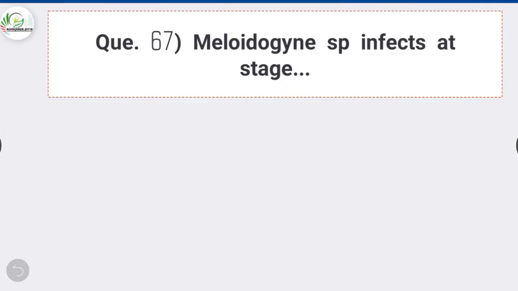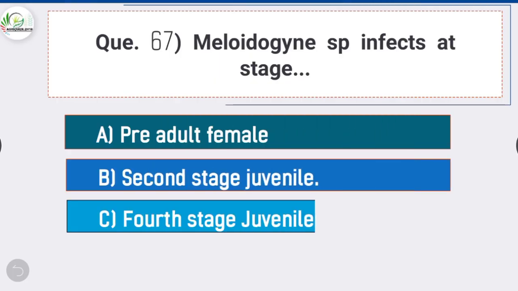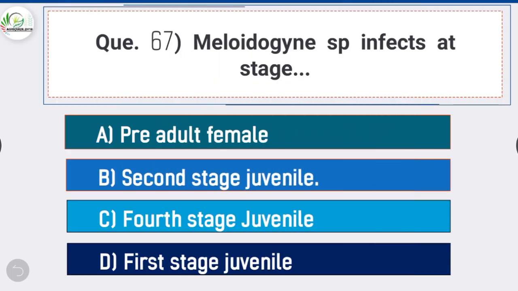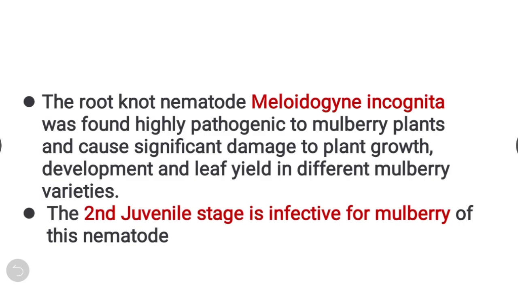Question number 67. Meloidogyne species infects at stage, and the correct answer is option B, second stage juvenile. Thus, root knot nematode Meloidogyne incognita was first found highly pathogenic to mulberry plants and caused significant damage to the plant growth, development and leaf yield in different mulberry varieties. The second juvenile stage is infective for mulberry of this nematode.